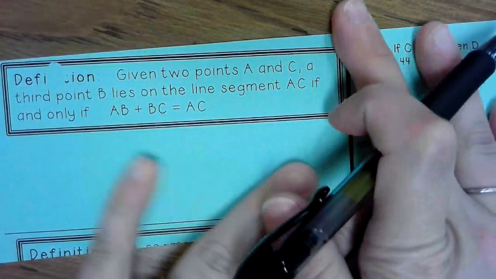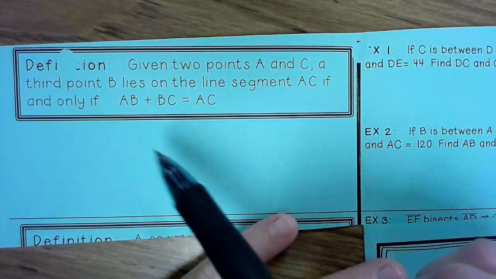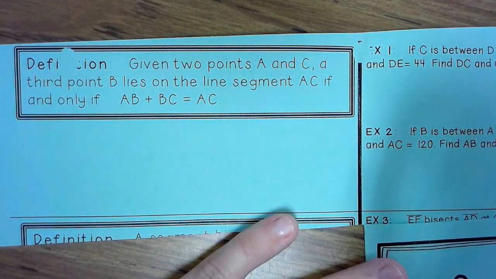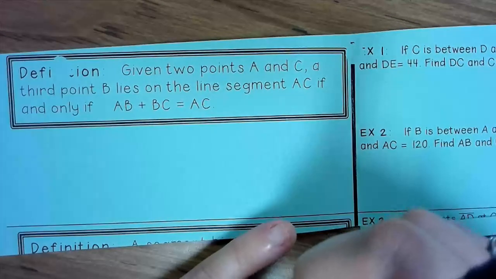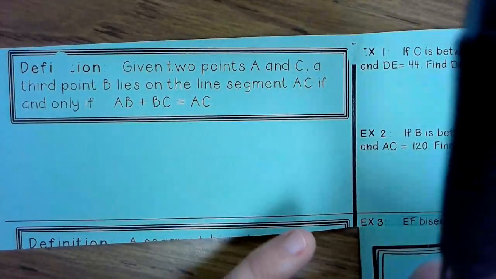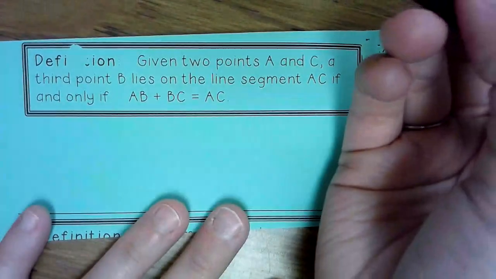I am going to read you this complicated definition, but I'll explain it in easier terms. So it says, given 2 points A and C, a third point B lies on the line segment AC if and only if AB plus BC equals AC. So the segment addition postulate is just this. It says given 2 points A and C.